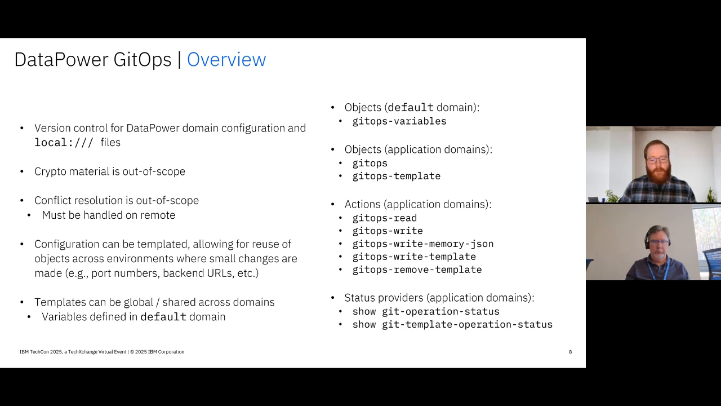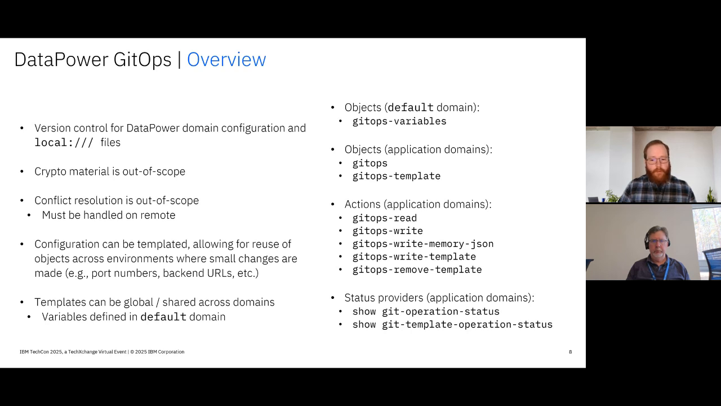Conflict resolution is also out of scope. What this means is if you are peering with a coworker and working on a feature or developing a new service, and you run into a conflict in merging your configurations, that merge and conflict resolution should be done on the remote. Think about opening a pull request on GitHub. You should do the conflict resolution on GitHub. There's no real approach for that within the DataPower itself. We'll talk a little bit about how you can feed into that process later.